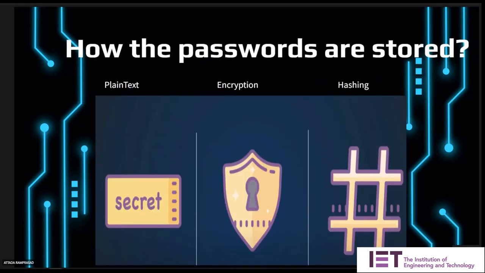Now, let us take a look at what options companies have to protect your password and safely store it, so that even when hackers get access to their systems, your password remains safe and secure. There are three ways a company can store your password. They store it either in plain text, or they use encryption on it, or they use the hashing technique. Let's quickly go over each one of them, and let's start with the most basic one, which is plain text.